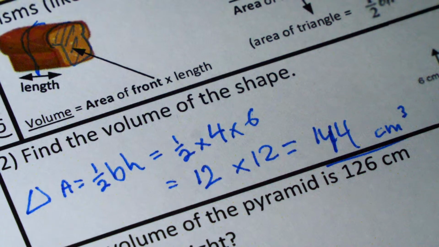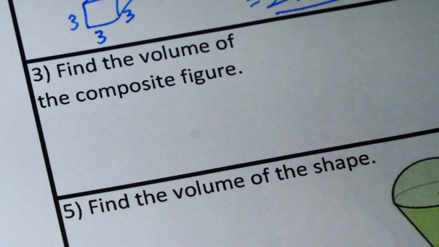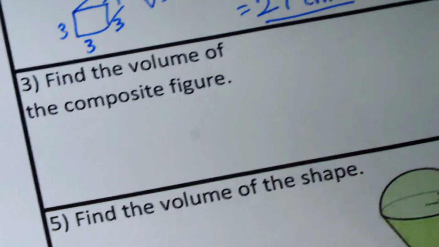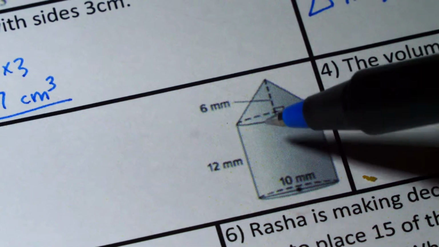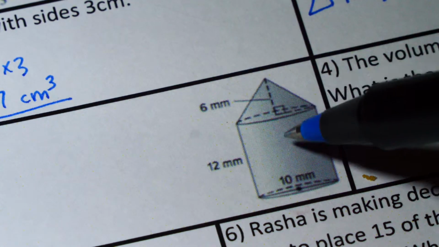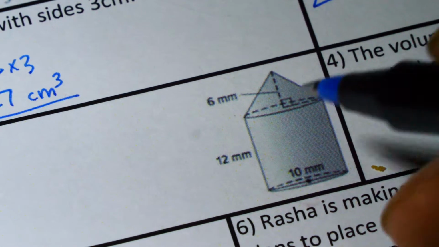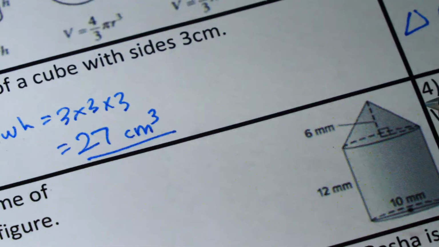Question 3. Find the volume of the composite figure. Composite means more than one shape put together. So we have this shape and we have this shape. Let's do the cone first.